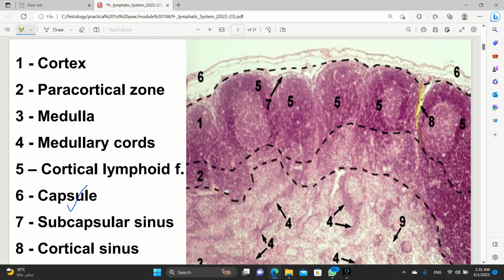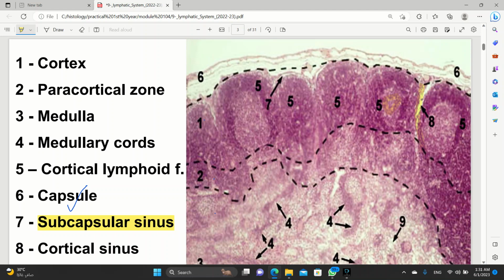And these are the lymphatic follicles or cortical follicles, and they have a germinal center here. So they're secondary cortical follicles. This is the capsule. That's the subcapsular space, by the way. Number 7, subcapsular sinus. That space is a sinus. Sinus means something that is empty. So that's subcapsular space, subcapsular sinus. It doesn't matter.